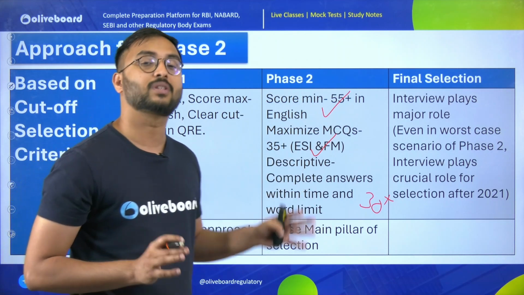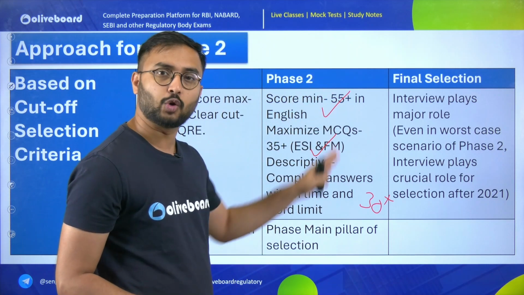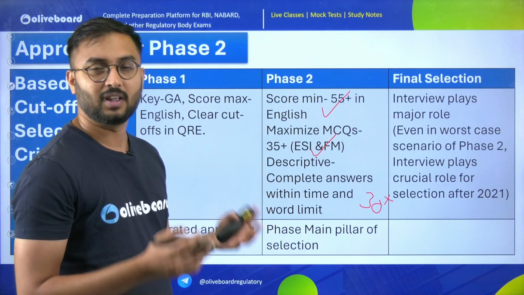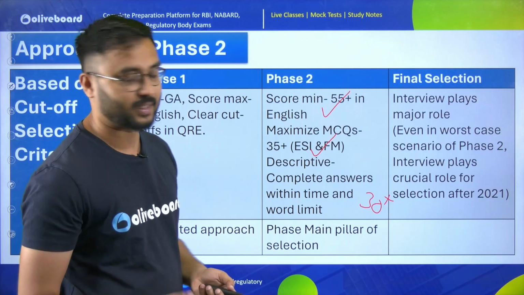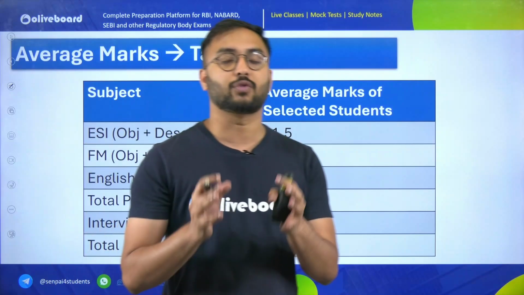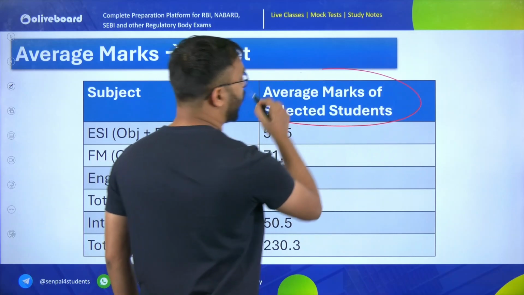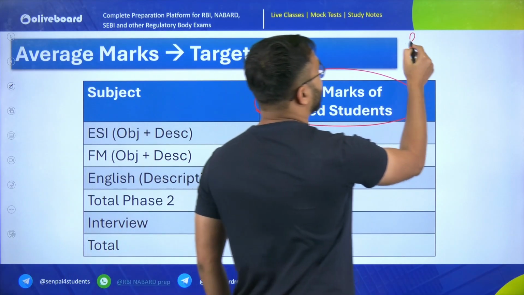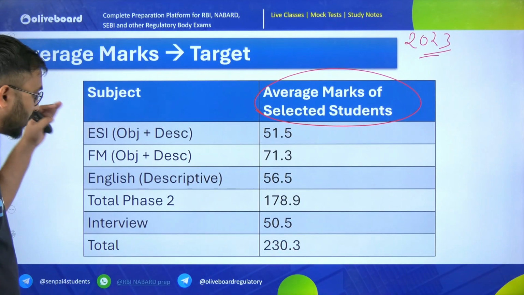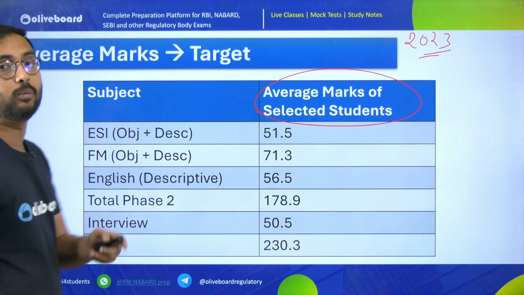Is it enough? I am saying no. This is not enough. Everybody in the competition would know these things. But are these the target marks? Just keeping 55, just keeping 35 doesn't make any sense. That's why we have to understand the average marks of the students who got selected. So here are the average marks of the students who got selected in the year 2023. Based on that, for each of the subjects and each of the sections, we have made sectional targets also, so that it would be easy for you.